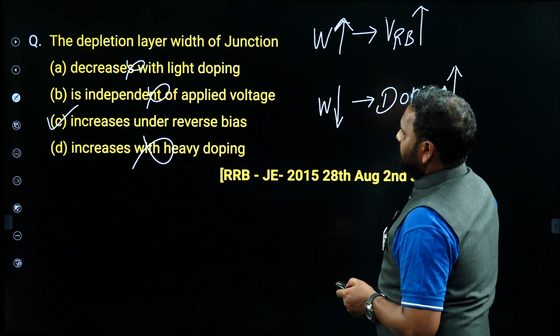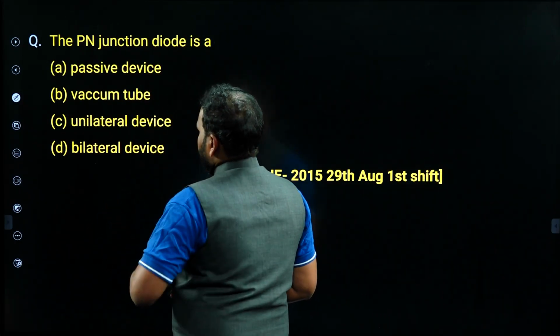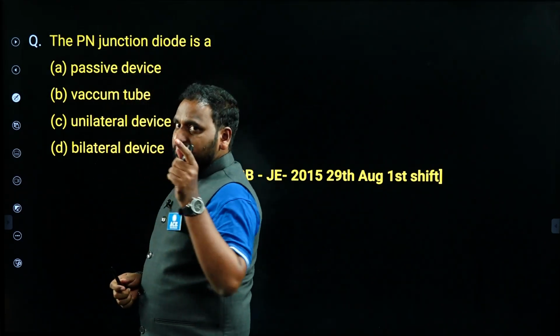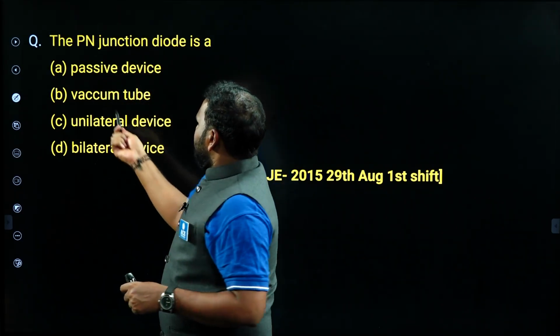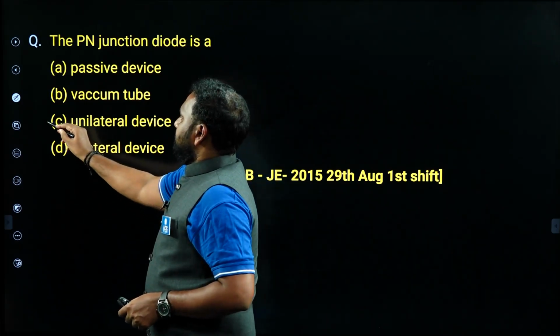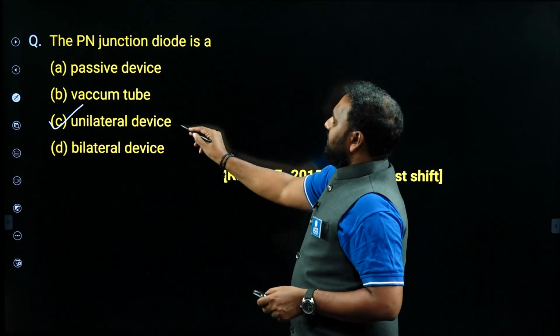Right. Going for the next question. PN junction diode is RLC, resistor, inductor, capacitor. These are the passive elements. It's not at all a vacuum tube, of course. Unilateral, bilateral. Unilateral. What does it mean by unilateral? It allows the current in only one direction.